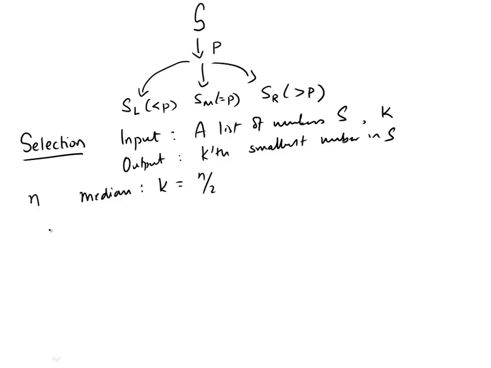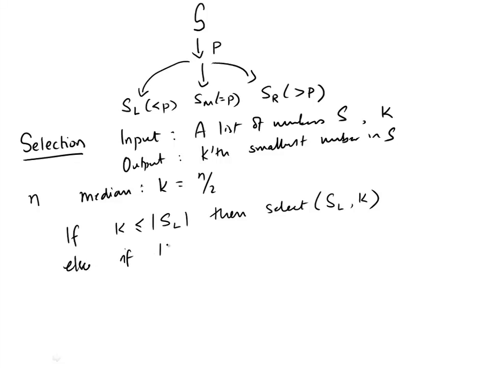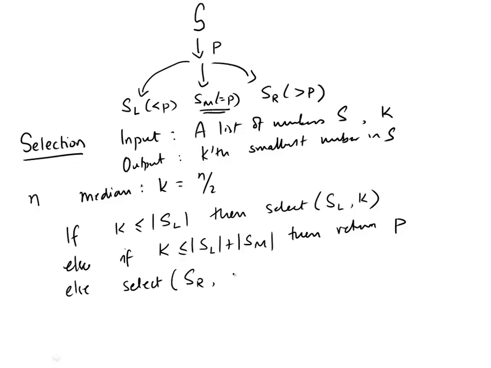So now we can solve this by divide and conquer, because we can take the list S and split it up into these three parts. And then if k happens to be less than or equal to the size of SL, then I know that the kth smallest element is in SL. So then I can recursively call select on SL with k. Otherwise, if k is less than or equal to the size of SL plus SM, then I know that k is in SM. So in fact, then I know that the kth smallest element is the pivot P, because all the numbers in SM are equal to P. And the third case is that k is in SR, in which case I can recursively run select on SR, but I have to reduce the k by the sizes of SL and SM.